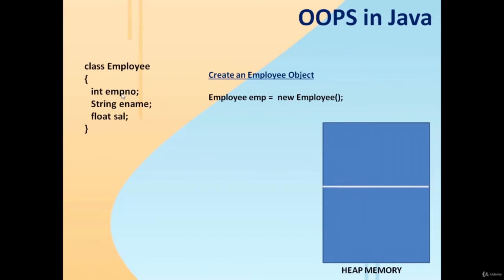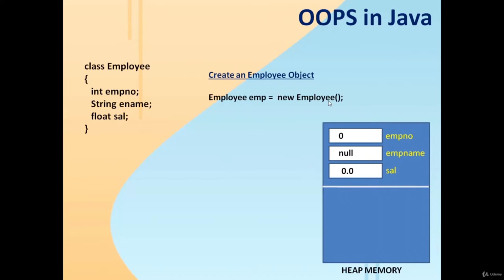This employee contains what? EMPNO, ename and sal. So when you create an object of employee, memory is allotted in the heap. It will have three locations for storing the employee number, employee name and salary of this object, new employee. Then what values will be given? By default, each member data will be assigned its default value. EMPNO is integer type, so the default value is 0. Employee name is string type, the default value is null. And salary is float type, the default value is 0.0.